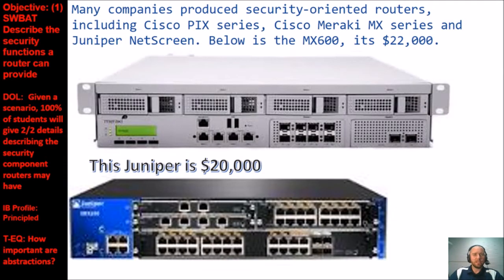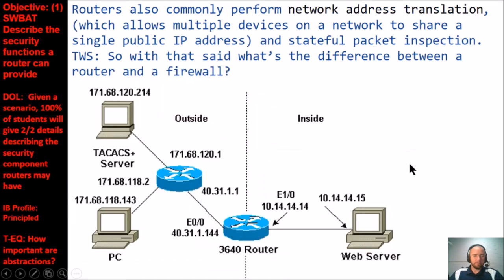Now, many companies produce security-oriented routers, so this could include Cisco's PIX series or Cisco's Meraki MX series, even Juniper's NetScreen. Below is an MX600 right here, and then this one is the Juniper NetScreen one. And look at the price on both of these. They're pretty expensive. So you're likely only using a router like this at a data center where servers are kept.